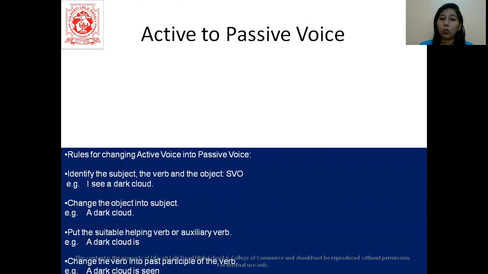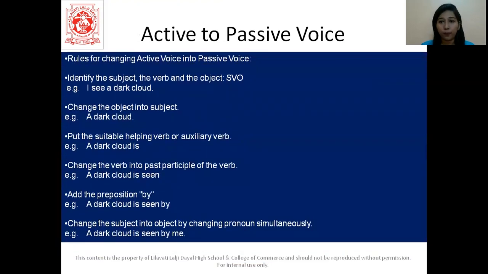Now let us see the conversion from active to passive voice. The rules for changing active to passive voice are: identify the subject, the verb and the object. So the first thing is we have to find out SVO, that is subject, verb, object. I see a dark cloud. Okay, so I is your subject, see is your verb and dark cloud is our object.